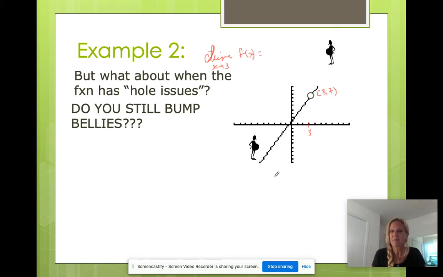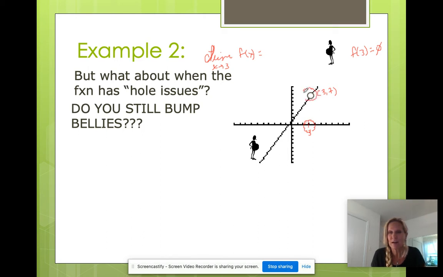What is the behavior of the function not at 3? The function's undefined at 3. So if I asked you for f of 3, the function at 3 is undefined. But what about at 2.99999, 3.00001? Plugging those into the function yields me a cloud, right?